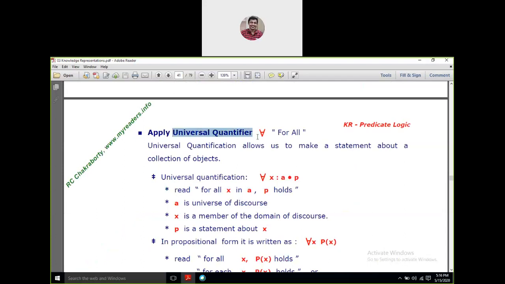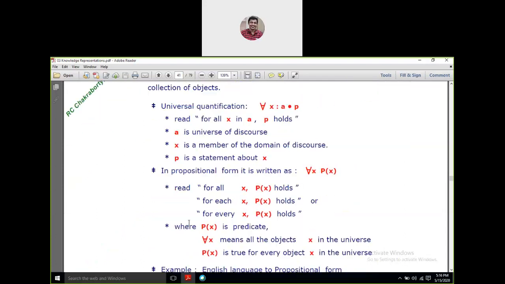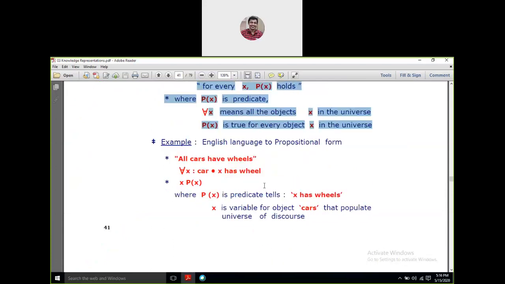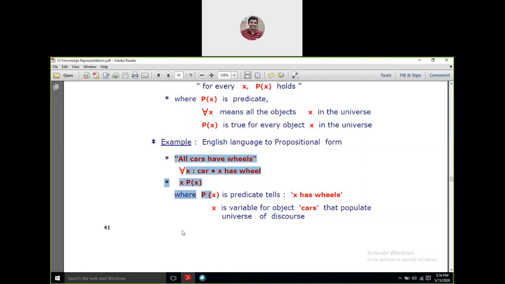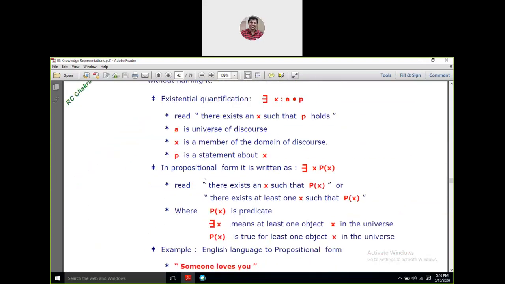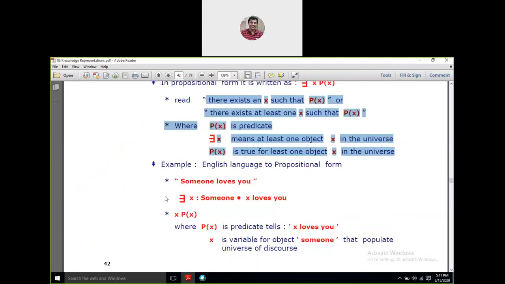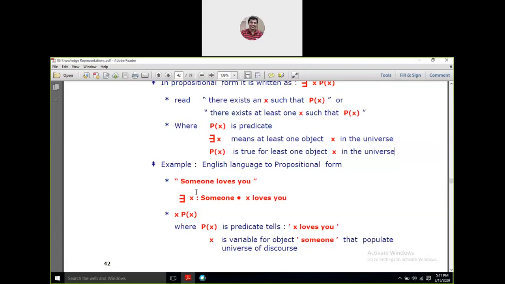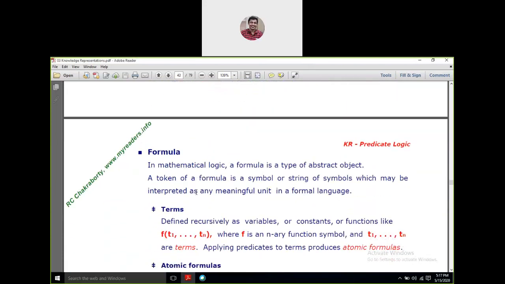Applying a universal quantifier for all. These are the simple examples of how we do it. We have already done all these things in our predicate logic very exhaustively. These are the simple examples of it. That is for all x, where x is a car, x has wheels, right? All these things are there. Existential quantifier, again the same thing, right? You have gone through all these things previously, exclusively in our predicate logic part.